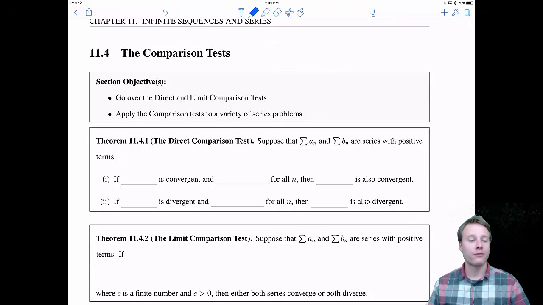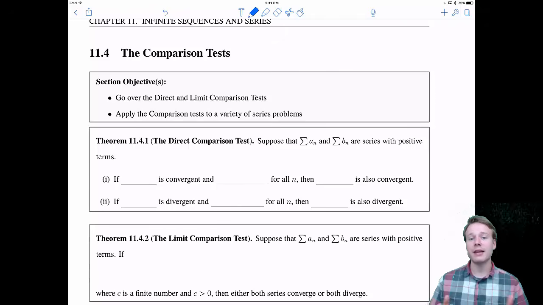Welcome everyone to 11.4, the comparison tests. So there's two comparison tests, the direct comparison test and the limit comparison test. The direct comparison test will be very similar to what we had for integrals, right? We talked about when do improper integrals converge or diverge. It'll be something very similar for series.